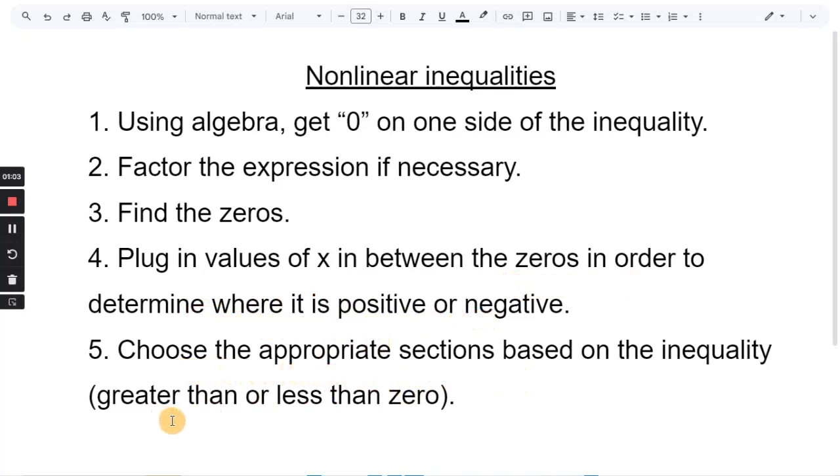In other words, if it's greater than, you're going to choose the positive section. If it's less than, you're going to choose the negative section. And if it's equal to 0, you're going to include the zeros in that as well. So you'll see what we mean by this in a moment.